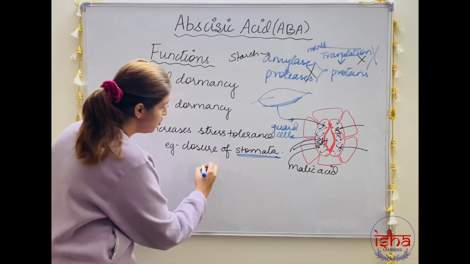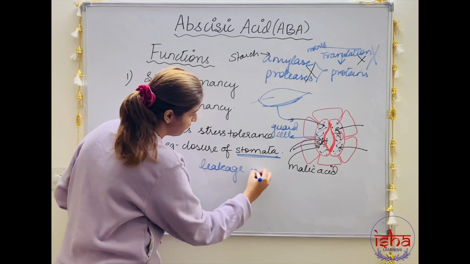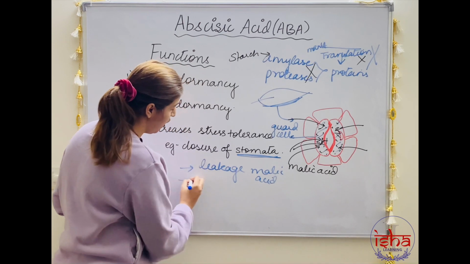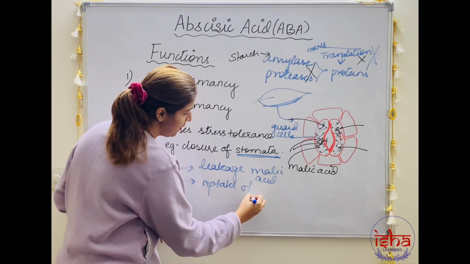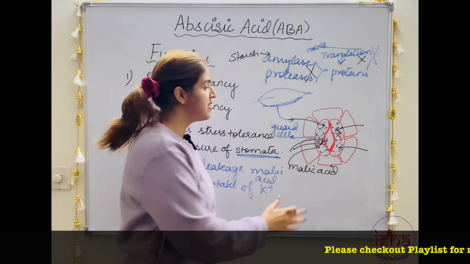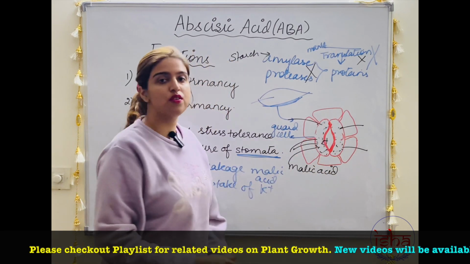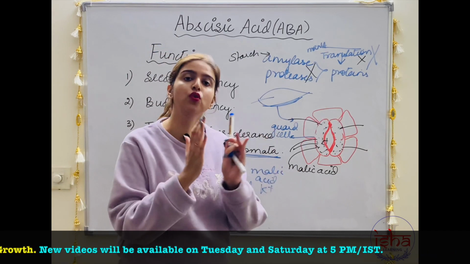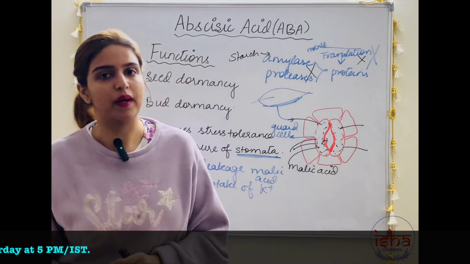Abscisic acid is going to cause the leakage of malic acid. And secondly, it is not going to allow the uptake of potassium ions. As a result, the concentration of solutes inside the guard cells is going to become low. Due to this, the water will now move outwards and the guard cells are going to close. That is how abscisic acid causes the closure of stomata.